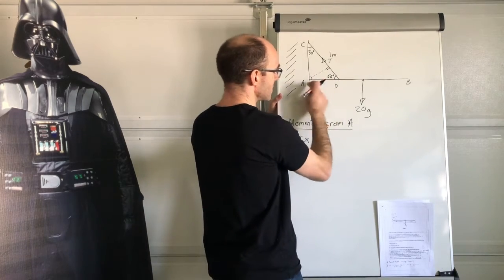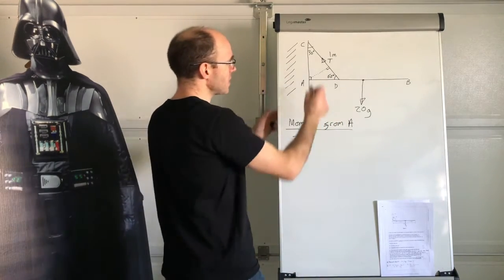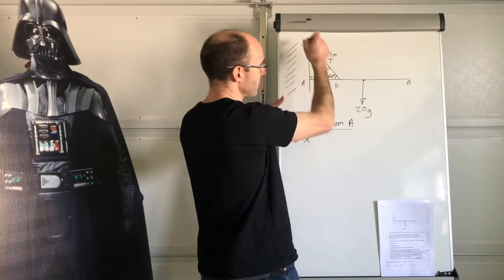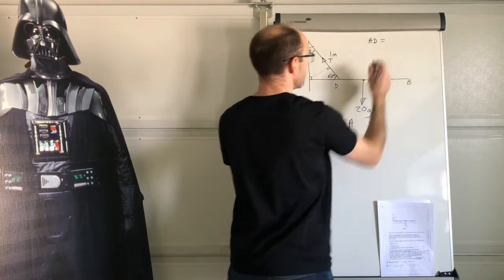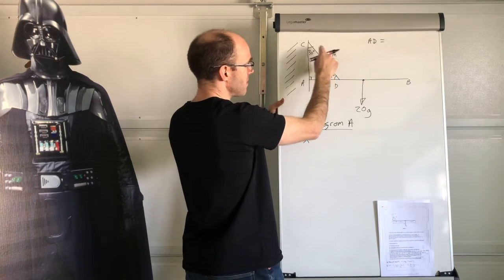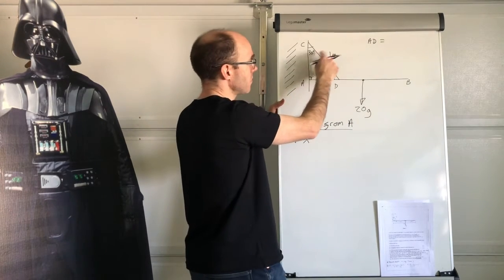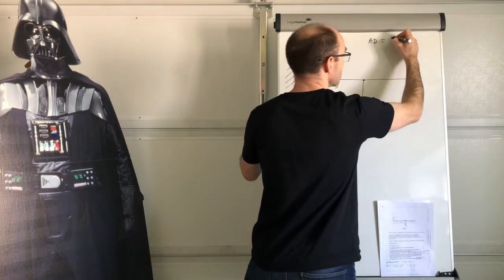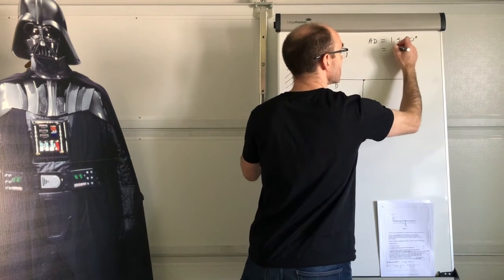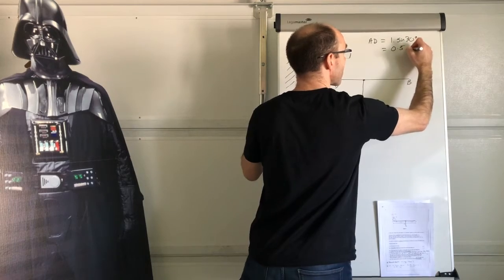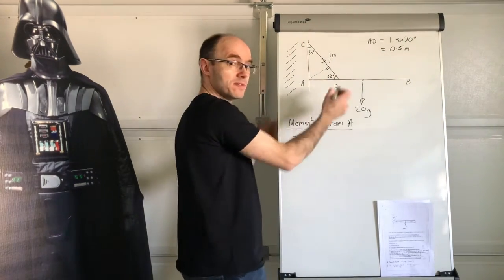And it'd be handy to know this length here, AD. I can do that by using this right angle triangle here. Okay. And I'll put it up here. AD is equal to 1 multiplied by sine 30 degrees. So 1 times sine 30, which is equal to 0.5 meters. Okay, so that length there is 0.5 meters.